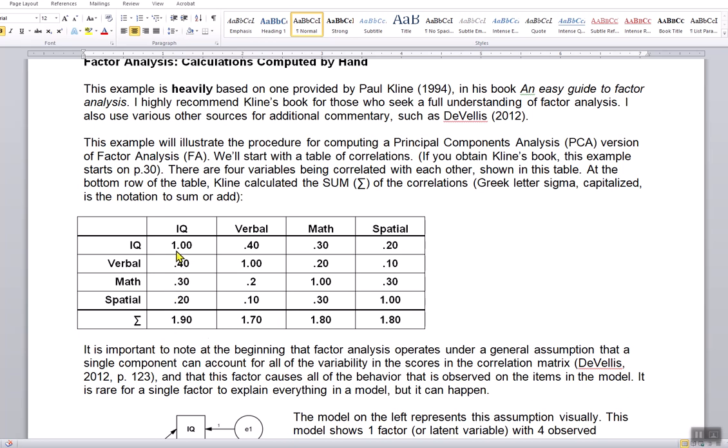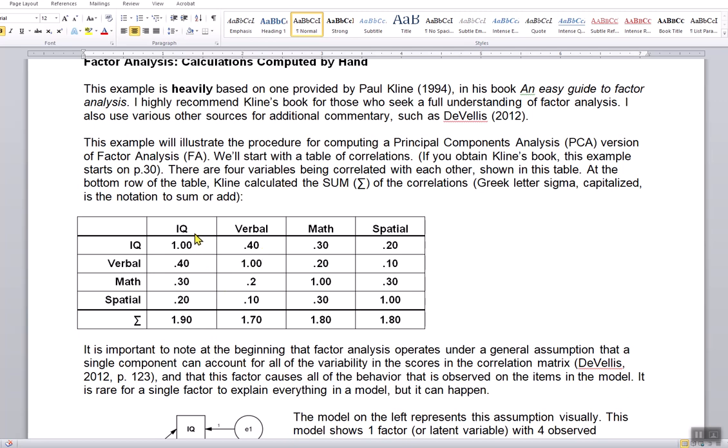The 4 variables are IQ, verbal, math, and spatial. So we might imagine that this particular data set deals with mental ability measured in a variety of different ways. We can also imagine that each one of these variables, IQ, verbal, math, and spatial, is made up of multiple individual items, and that what we're looking at here is the summated score for a test of IQ, a test of verbal ability, a test of math ability, and a test of spatial ability.